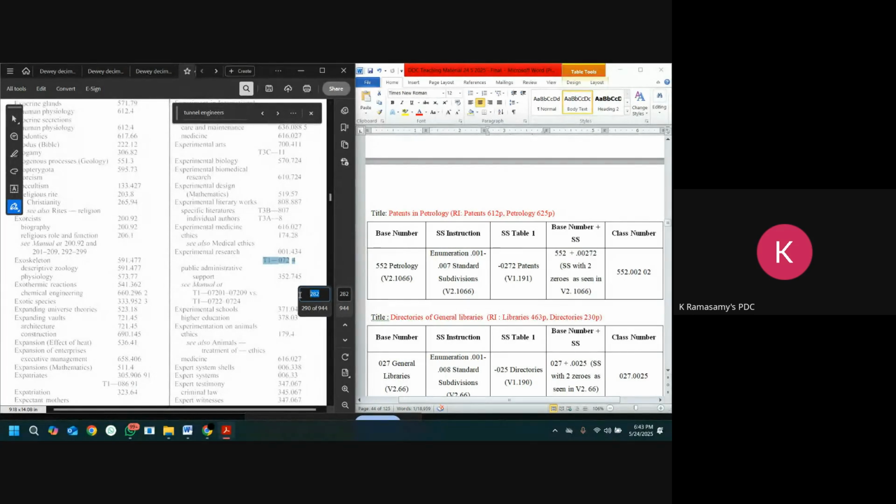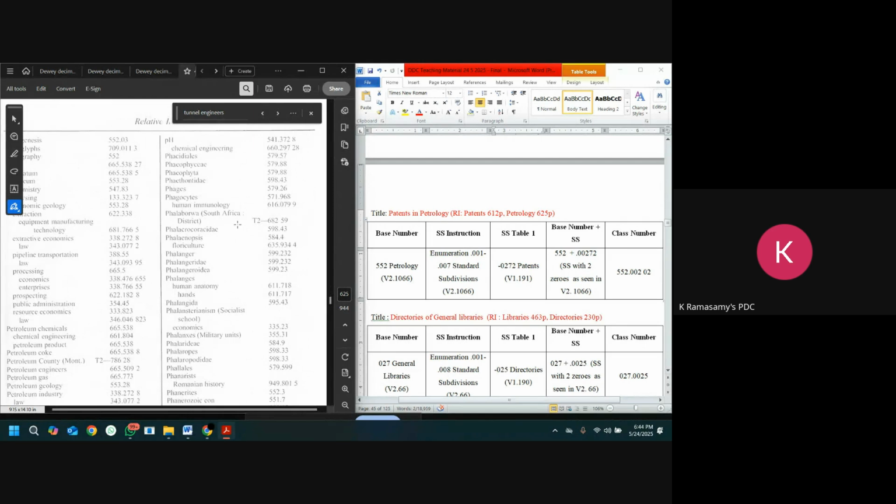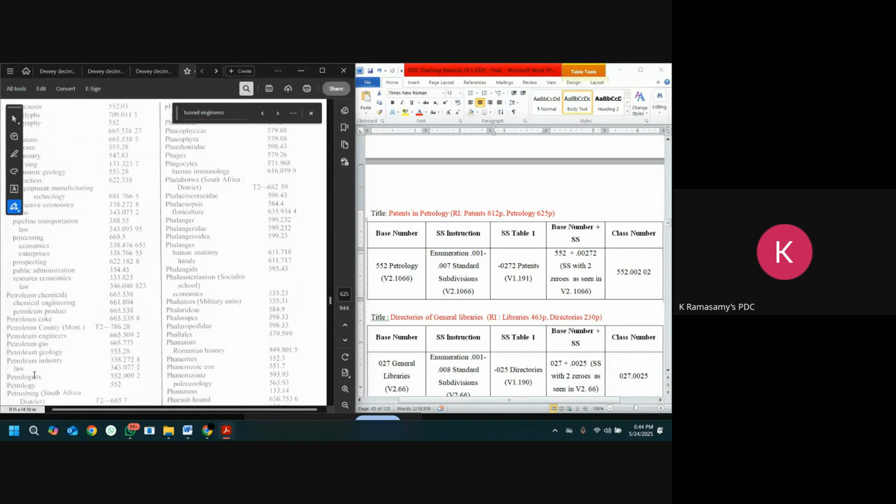I don't know what the number is for patterns in petrology, so I go to the relative index. I search for patterns first. Patterns, table 1. Pattern is the form of the document. Patterns, table 1, 0272. I have taken down 0272. Then what is the number for petrology? I look in the relative index. Petrology, 552.